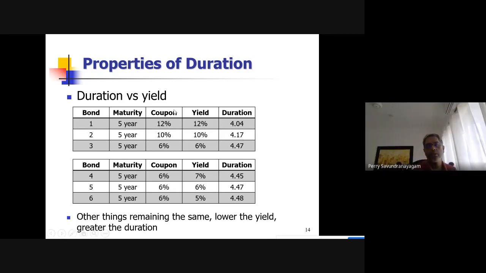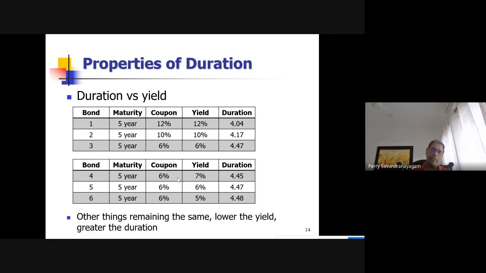Compared to this one, so look at this. 6%, 4.47. Yield goes up, duration comes down because the yield has gone up. So in this way also, if the yield goes up, you are going to reduce your duration if the coupon remains the same. Bottom line is, don't get confused.